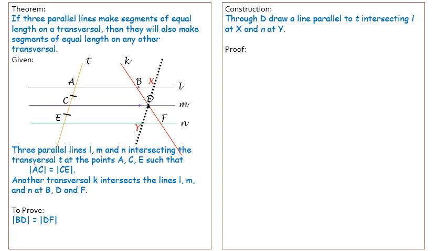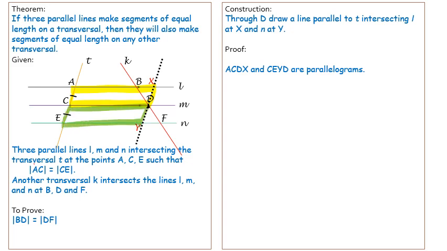Now the proof. The first thing I'm going to use is the idea of parallelograms. ACDX, I'm going to highlight that so you can see it, is a parallelogram because AC is opposite XD and so on. And then you have another parallelogram there. So what we've got are two parallelograms. AC is equal to XD because they are opposite sides on a parallelogram, and likewise CE equals DY.